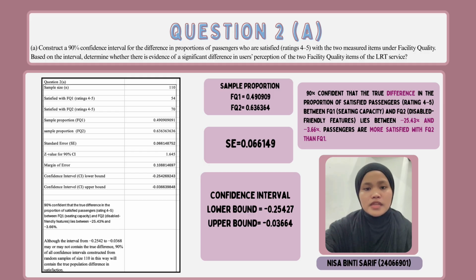I'll be presenting question 2A. Construct a 90% confidence interval for the difference in proportion of passengers who are satisfied with the two measure items under facility quality. Based on the interval, determine whether there is evidence of a significant difference in user perception of the two facility quality items of LRT service. I'll be using facility quality FQ1 and FQ2.